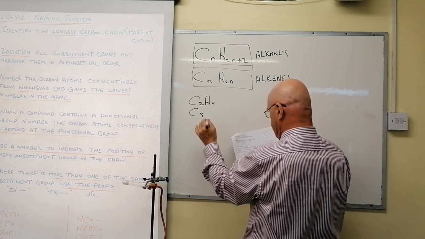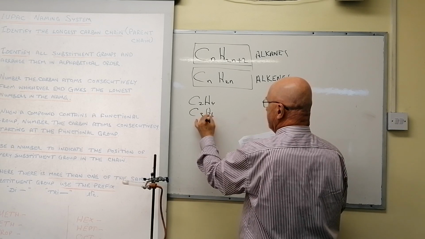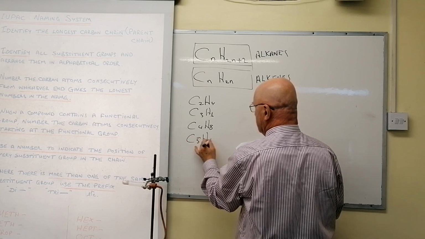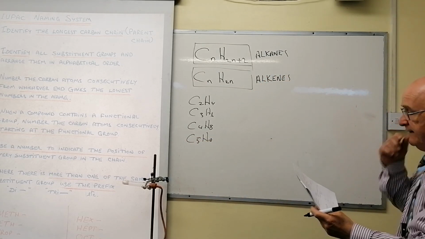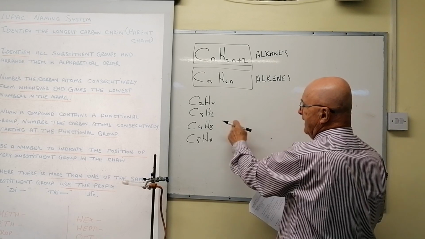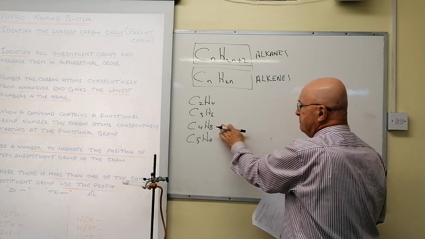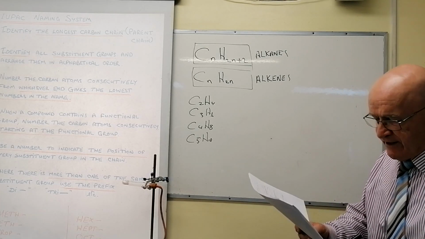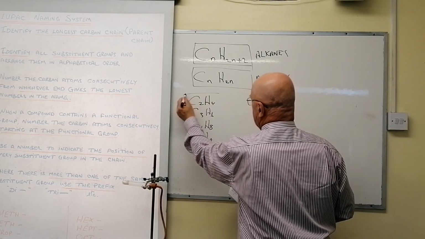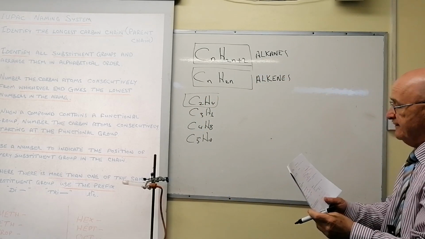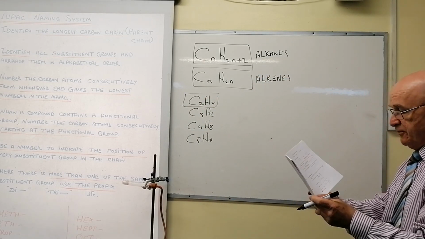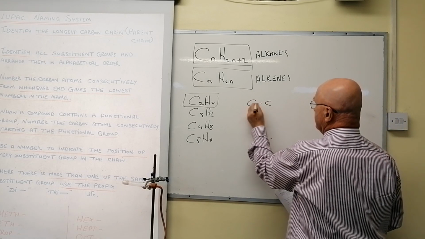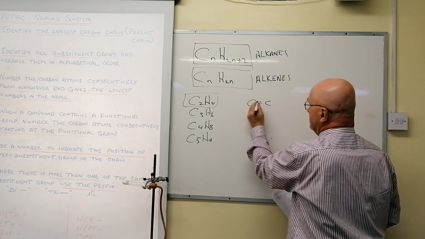C2H4, C3H6, C4H8, and C5H10 if you wanted to go on with that. And that, of course, is ethene, that's propene, that's butene, and that's pentene if you wanted to go with that. And we take ethene, we take this one as representative of the series. They're unsaturated. I'm going to draw them for you. There you are. There's the 2 carbons, and there's a double bond there.